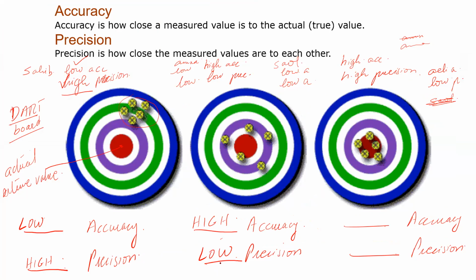Okay. Now we come to the third case. Now, in this case, we have the answer. One person said high and high, and the second person said low precision, right? So, Elia, can you please explain your answer?